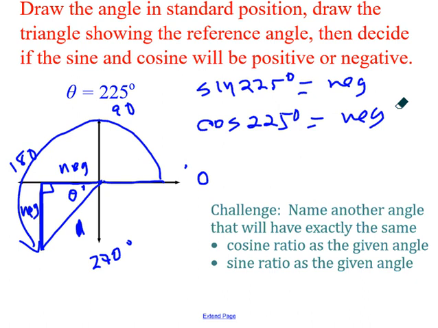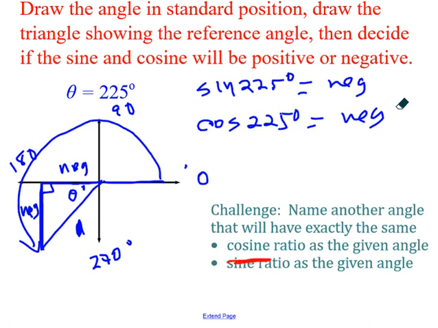So now my challenge question for you is, what's another angle that will have exactly the same cosine ratio? So there's multiple ways to do this. I want you to think about that for a second. Where else could you go? What quadrant could you go in to have the same cosine ratio? Let's try that. So where am I going to get the same cosine ratio, but be in a different place?